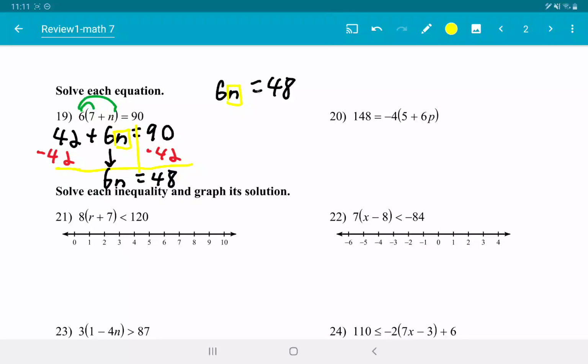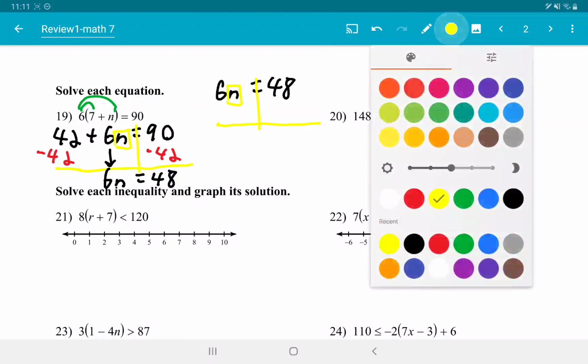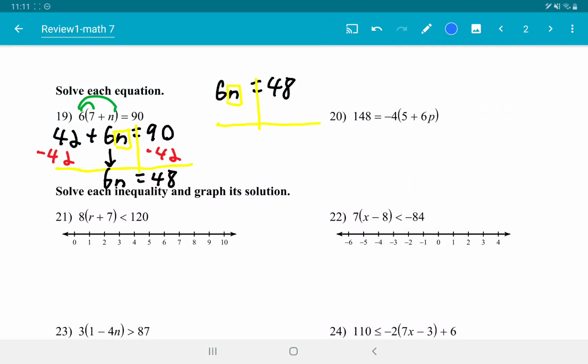Same thing, isolate that variable, continue to build that wall. This will be our last step. So for this one, since it's 6 multiplied by n, I need to do the opposite of multiplication, which is division. So I'm going to divide both sides by 6. So that becomes just n, because the 6's cancel out to give me 1 times n. So it's just n. And then 48 divided by 6 is 8. And that would be my answer.